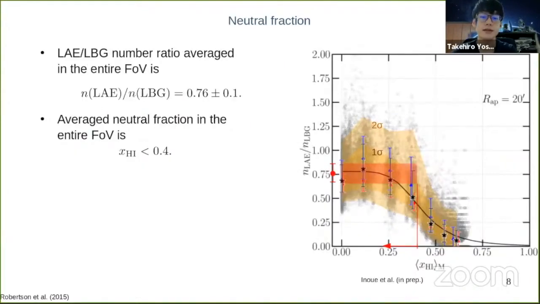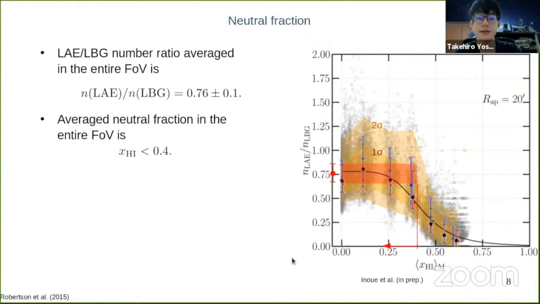Next, we estimate the neutral fraction of the universe from the observed LAE to LBG number ratio. After the completeness correction, the LAE to LBG number ratio is found to be 0.76 plus or minus 0.1. Here we use a simulation model of Inoue et al. to estimate the neutral fraction. In the simulation model, they find a correlation between number ratio and neutral fraction, as shown in this figure.